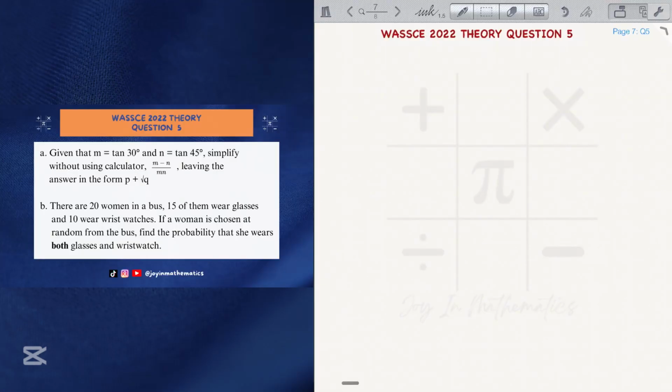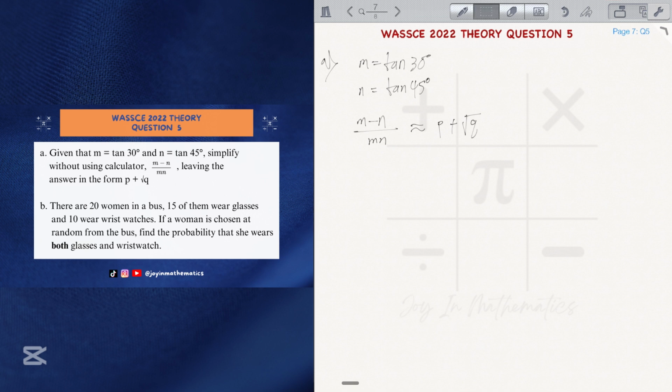Now question 5 has parts A and B, so let's begin with A. The A says, given that M is equals to tan 30 degrees and N is equals to tan 45 degrees, we should simplify without using tables the value of M minus N divided by MN, and we should leave the answer in the form of P plus root Q. Now this is a question that involves surds and special angles of trigonometry.